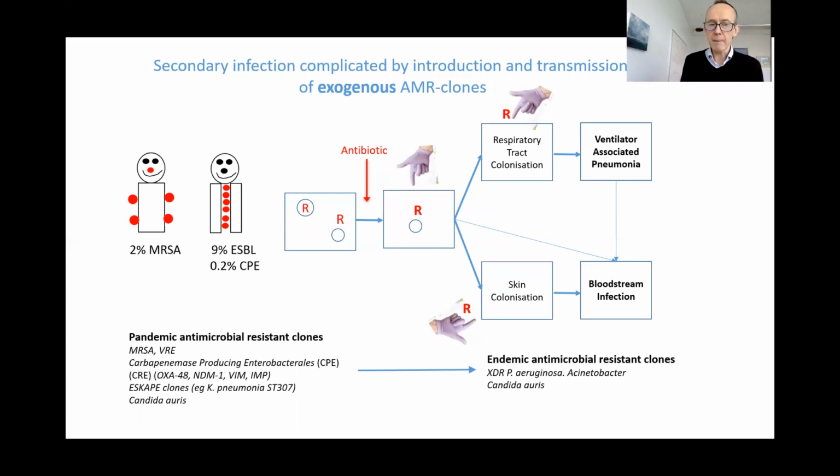Now, in the UK, about 2% of patients coming to the ICU will have MRSA, about 9% will have an extended spectrum beta-lactamase-producing gram negative, and about 0.2%, quite low, will have a carbapenemase producing Enterobacterales. And I've written various names of the bugs down there. Some of those, as on the right, can become endemic and cause a real problem.